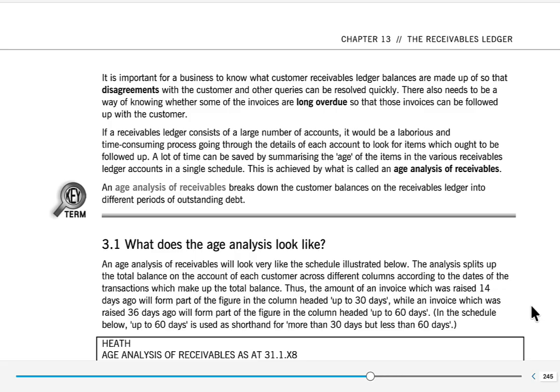Common exam mistake to avoid. Do not describe the age analysis as a list of customers. It is not simply a list. It is a structured summary that groups balances by how old they are, so management can make decisions. That completes Lesson 3 only.